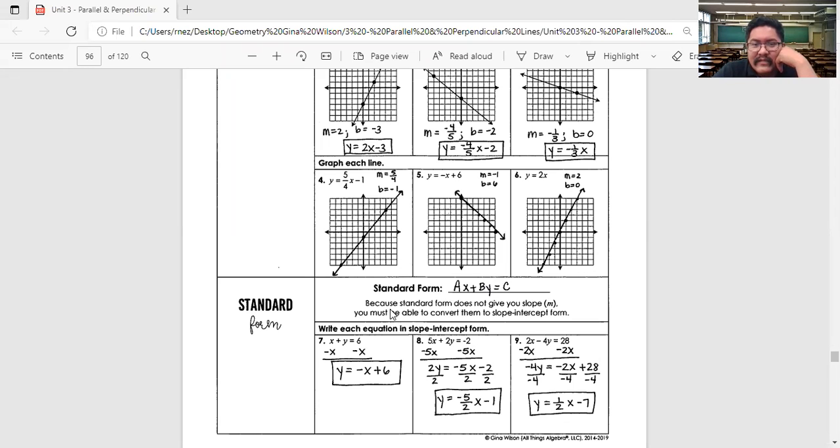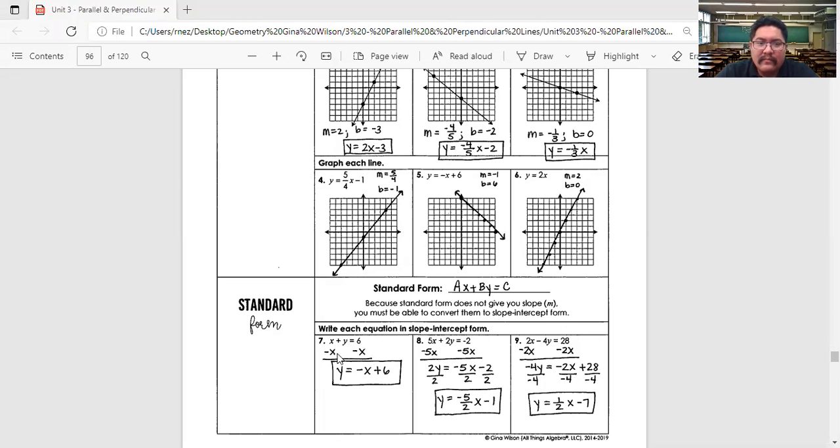All right, so again, standard form does not give you a slope. And so sometimes you have to convert it to slope-intercept form. So if we have x plus y equals 6, well, okay, that's nice and all. And you can graph this one. That one would be a pretty easy one to graph. Sometimes they have really weird intercepts. So it's better to just sort of ignore the intercepts and just use slope-intercept form.